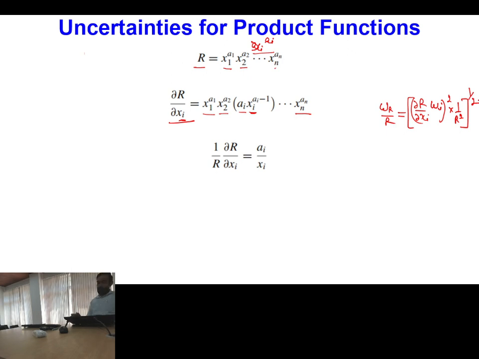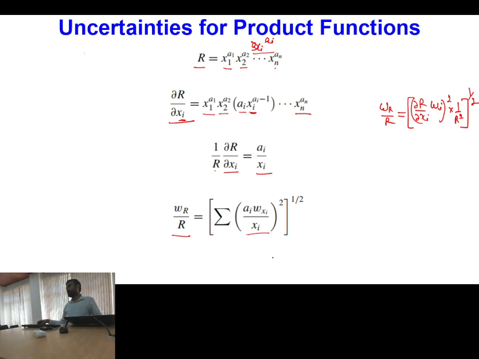Okay, so now I can simply calculate 1 by R into del R by del Xi. If I calculate this, then I get ai by xi. And ultimately my overall uncertainty can come as summation over ai w xi divided by xi, whole square, at whole power 1 by 2. Is this point clear? So if you have your output in terms of this type of standard function, where you have the product function involved with the powers, then you can calculate your answer using this standard formula. Okay.